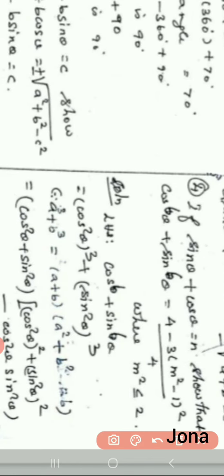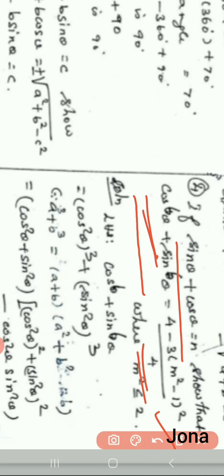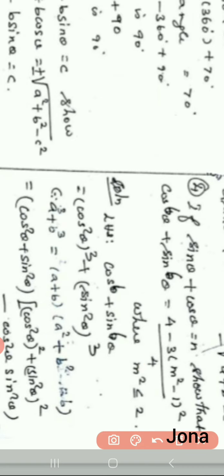Okay, and then the fourth sum. If sin theta plus cos theta equal to m, show that cos power 6 theta plus sin power 6 theta equal to 4 minus 3 into m square minus 1 the whole square divided by 4. We want to prove this one. The left hand side and the right hand side are equal. Let me take the left hand side first.